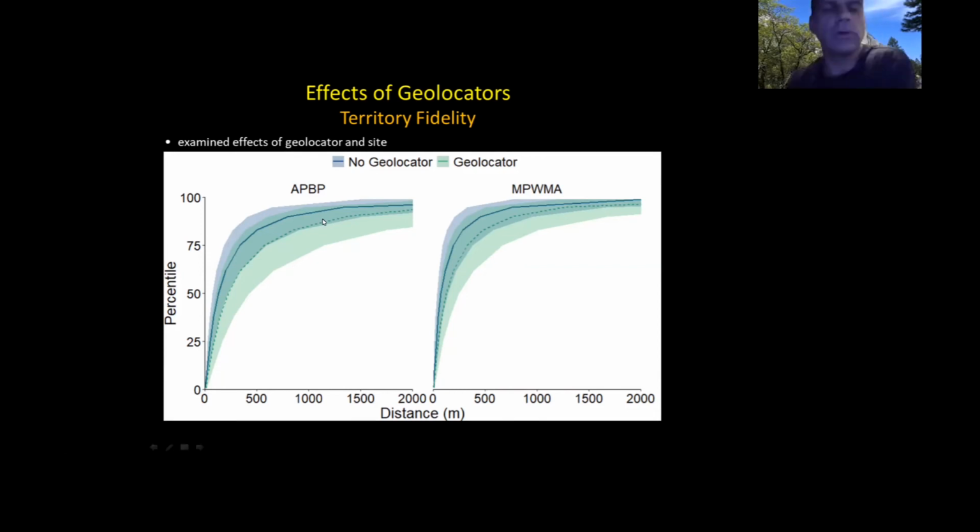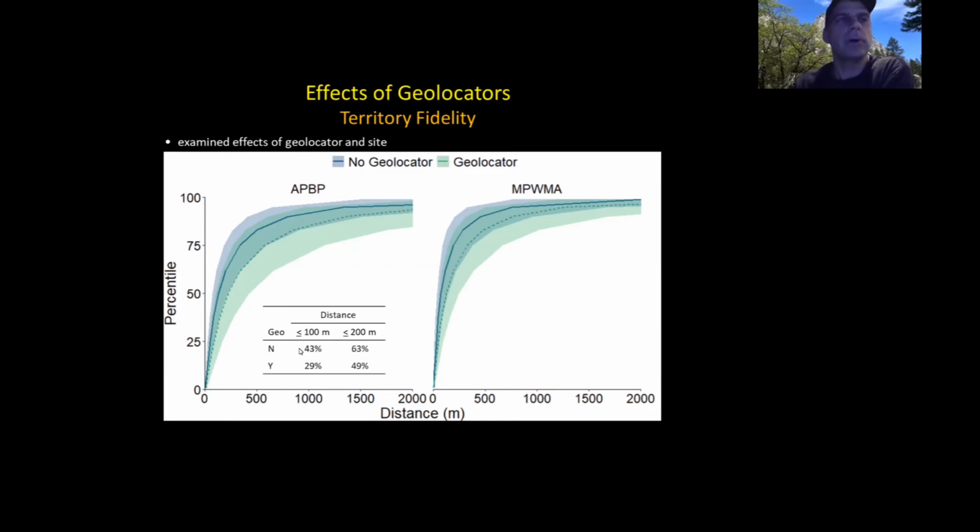In the case of the geolocators, I want to draw your attention to two things. First, the curve without the geolocators, the blue curve, increases faster than the curve with geolocators. Second, the curves at Montague increase faster than those of the Pine Bush. To make this more concrete, let's look at the proportion of birds that moved less than 100 meters between years at the Pine Bush. 100 meters is a distance that's probably consistent with birds returning to the same territories.